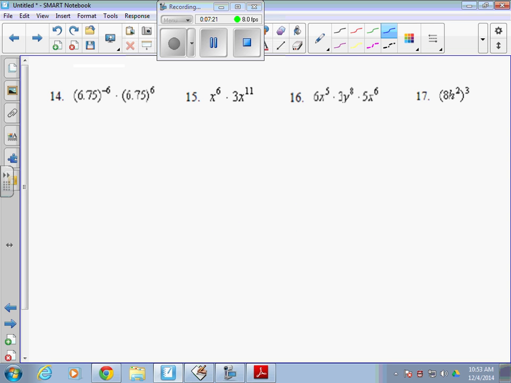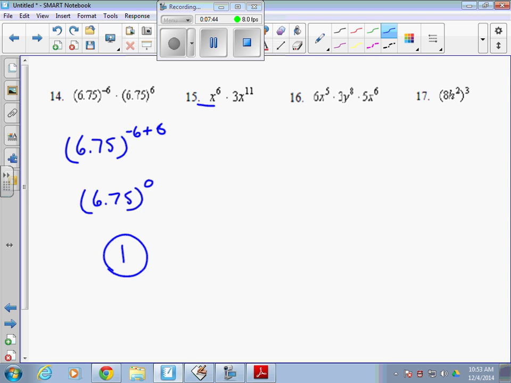14, again, a lot of decimals showing and all that other stuff, but it's all the same bases. They're both 6.75. So 6.75 to the negative 6 plus 6 is 6.75 to the 0, and anything, just like a little while ago, to the 0 power is 1.